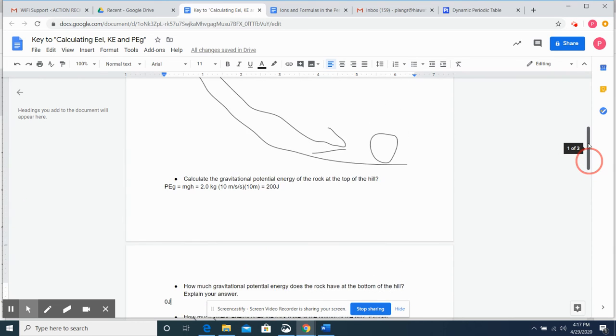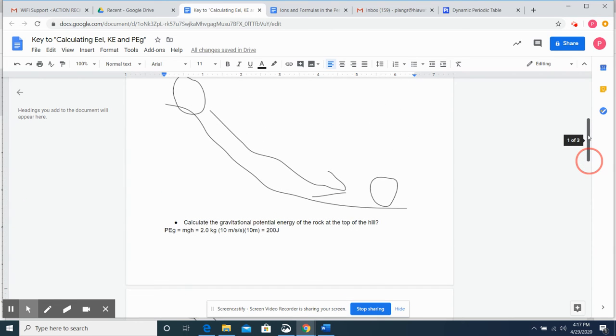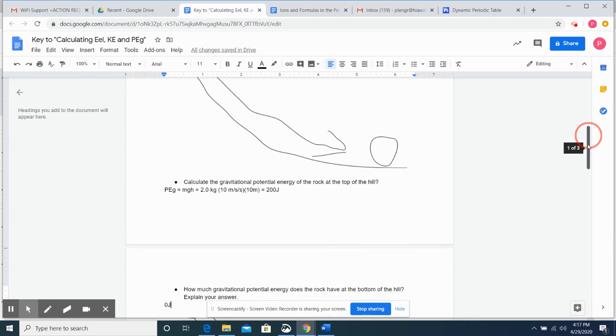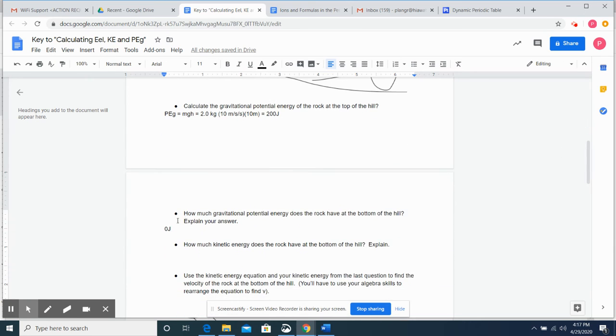How much kinetic energy does the rock have on the bottom of the hill? Well, what you need to remember is that there is conservation of energy. Energy is not lost. Again, it's like money. I can give you money, but the money is just somewhere else. It's not lost. So if that gravitational potential energy became 0, well, how is it stored now?